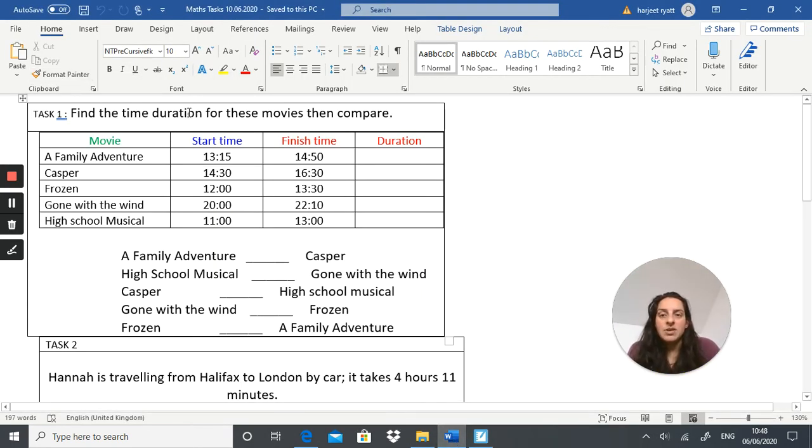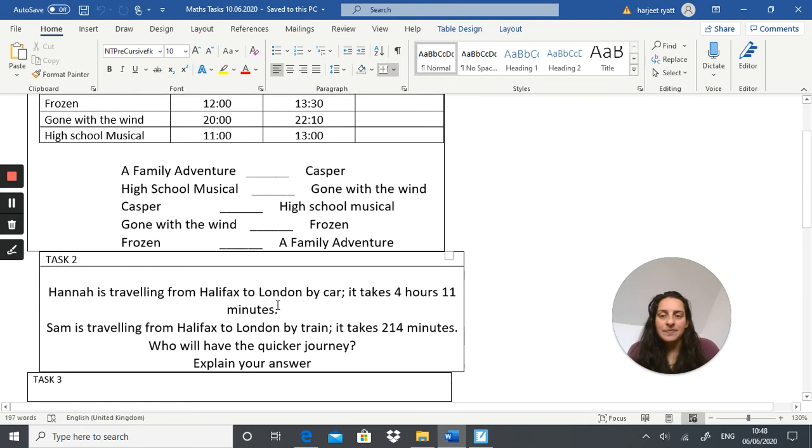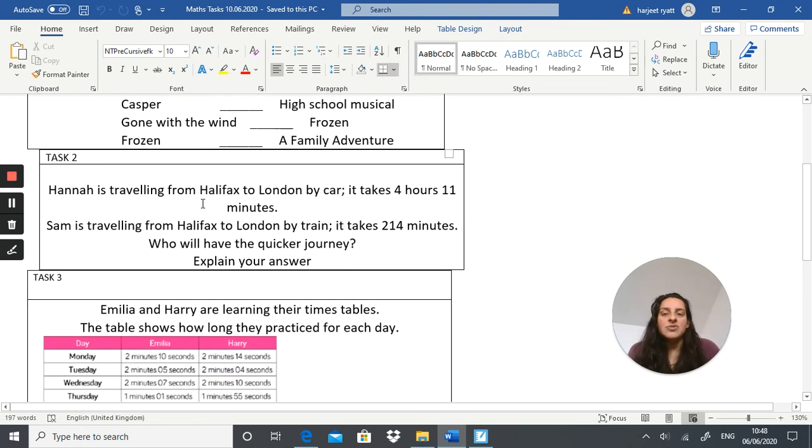Task 1 says find the time duration for these movies and compare. Similar to what we just did with Catwoman, Catman, Batwoman, work out the duration. And then you need to put in the greater than, less than, equal signs in there. Task 2, Hannah is travelling from Halifax to London by car. It takes 4 hours and 11 minutes. Sam is travelling from Halifax to London by train. It takes 240 minutes. Who will have a quicker journey? Explain your answer.